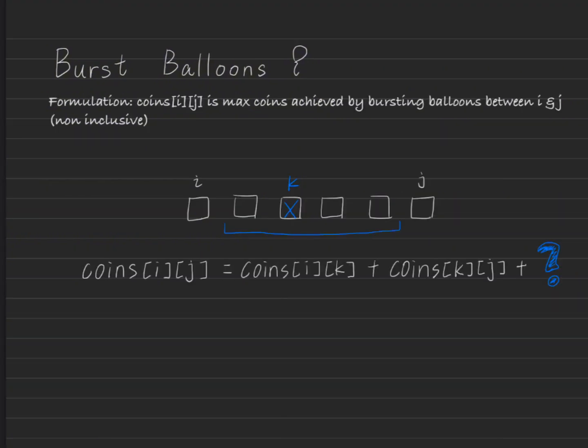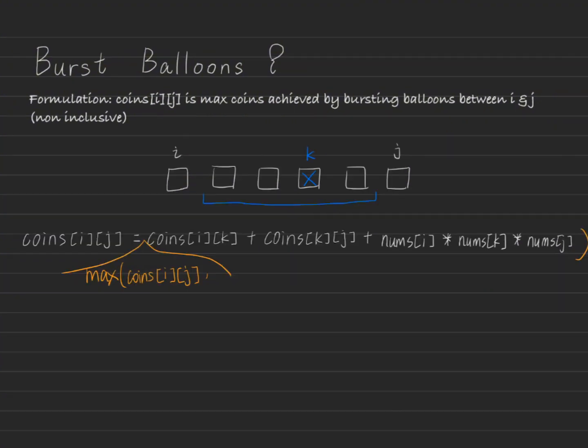to avoid dealing with neighbors being affected. So let coins[i][j] represent the maximum number of coins achieved by bursting balloons between i and j, not including themselves. If we choose index k to be the last balloon to be burst, then we get the coins achieved between i and k, the coins on the right between k and j, and the coins you get by bursting balloon k, which is balloon i times balloon k times balloon j.